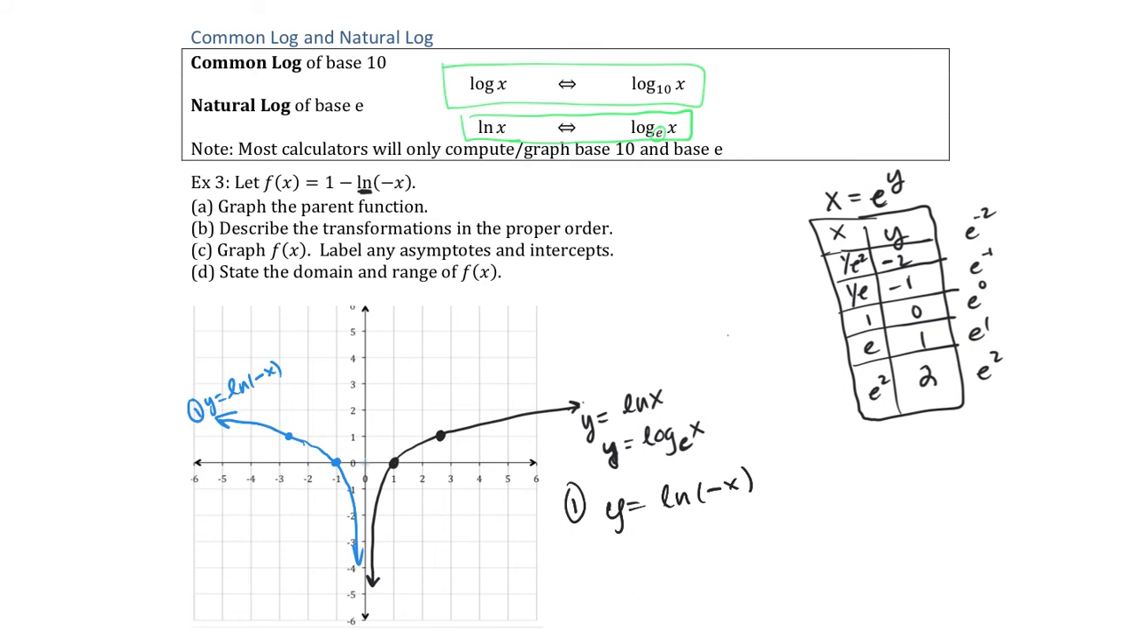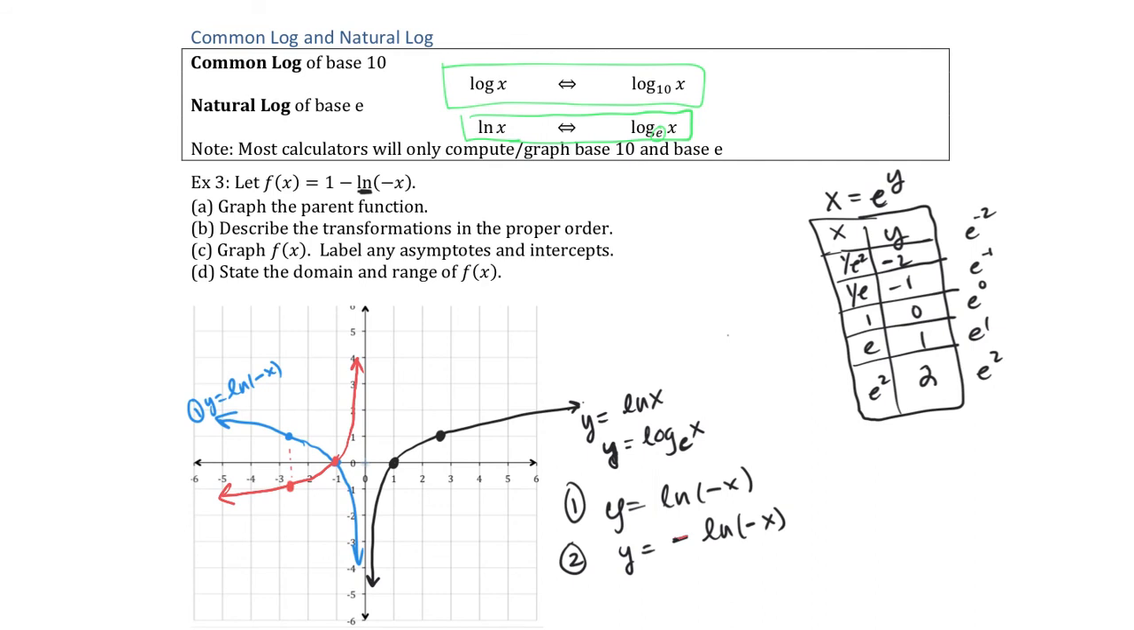Okay, now let's look at the second transformation, and we will reflect about the x-axis. That would be the opposite of our function. So I'm going to do that. I still have this, but now this one is coming here. Okay, great, so then we've got that reflection about the x-axis with this opposite right here.